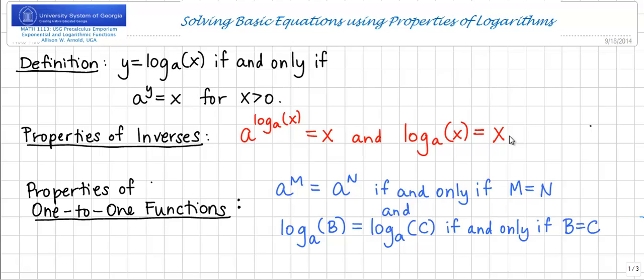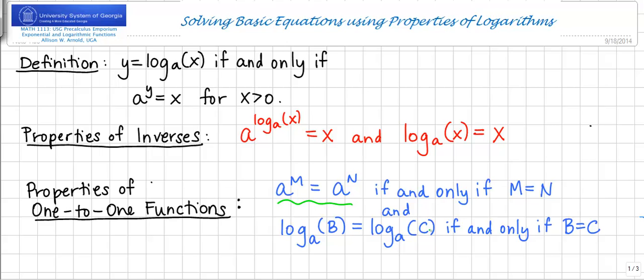Now let's look at how we can use the definition of the logarithm, the inverse properties of logarithmic and exponential functions, and the one-to-one properties of log and exponential functions to help us solve simple exponential and simple logarithmic equations. Okay, so notice again, I highlighted the properties of inverses last video, but this time highlighting the properties of one-to-one functions. So if you have like bases that are equal, then the exponents have to be equal.